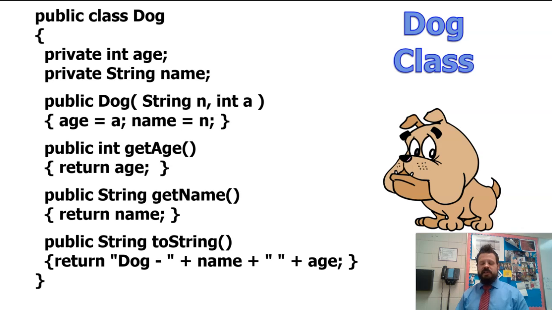So let's take a look at a simple class that we can use to create array lists of. Let's say we have the Dog class. What does the dog have? Well, it looks like we care about the age and the name. The constructor assigns that age and name. We have getters for the age and the name. And then also a toString, which would be very helpful when we're putting this in an array list. We're going to return "Dog-" plus name plus age, just the information from that dog.